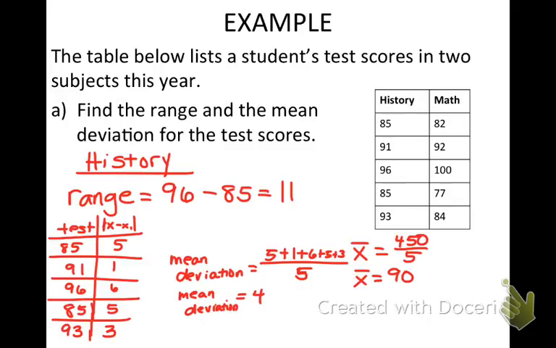So we found the range. We found the mean deviation. That looks complicated. That's not so complicated, right? As long as you can find your mean, and it's just how far away did the test deviate from the mean, and then find the average of those.